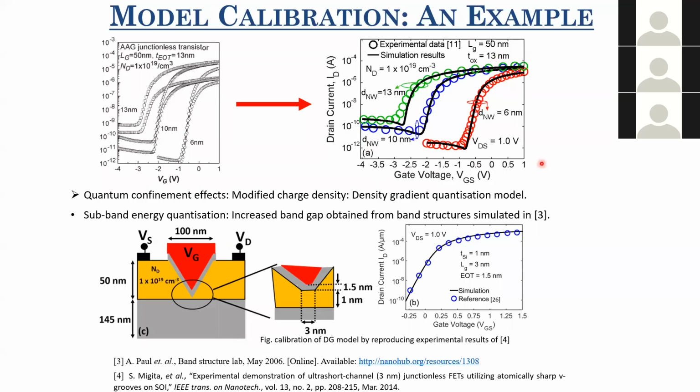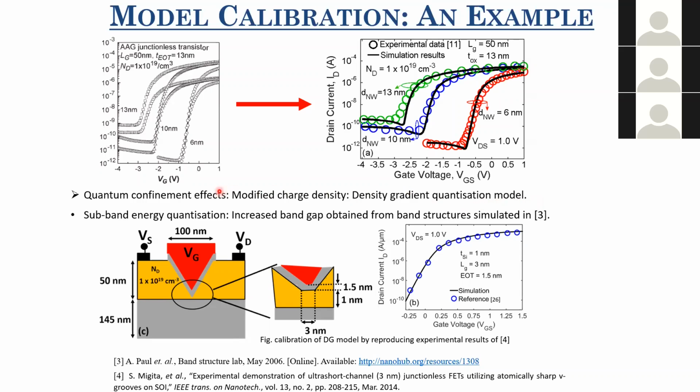So this was done without any quantum confinement effects. But if you have quantum confinement effects, I mean, if you're working with dimensions less than 10 nanometers or 7 nanometers, then these quantization effects, or quantum confinement effects, become dominant. They first lead to a modified charge density in the inversion layer, which can be incorporated by using a quantum correction model in these simulators, called the density gradient quantum correction model.